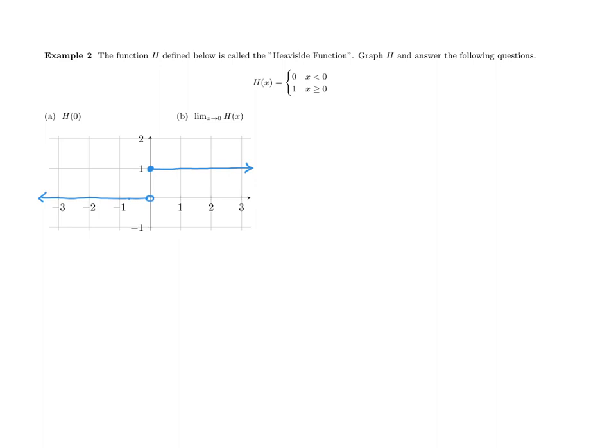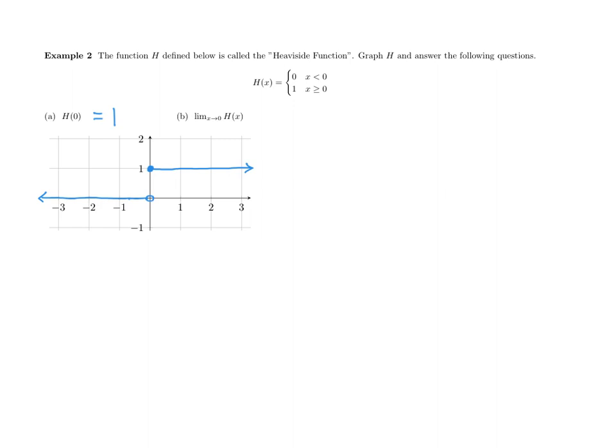Okay, part A is, what is the value of this function at x is equal to 0? Again, this is not a limit. According to this formula, this is where equals 0 occurs, and the value is 1. So h of 0 is 1. And you can see that on the graph too. At x is 0, it isn't 0, but it does equal 1.